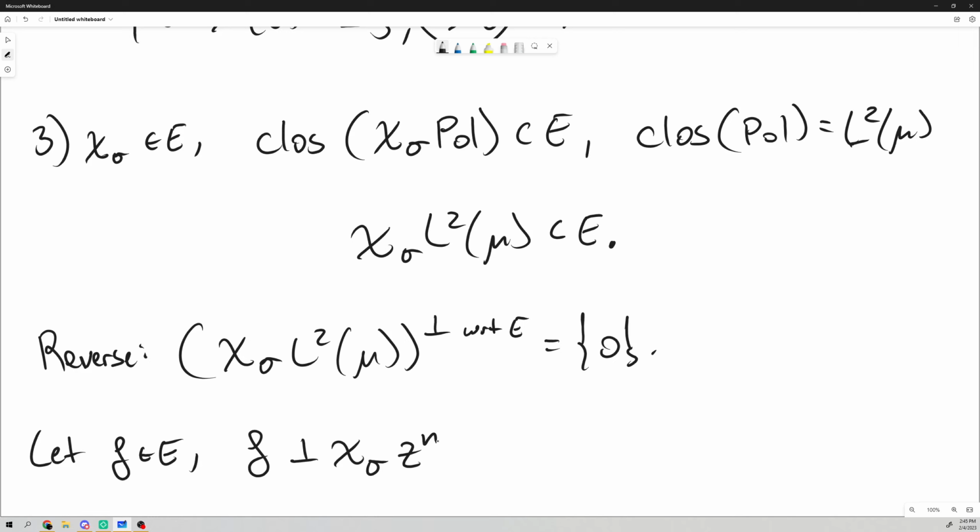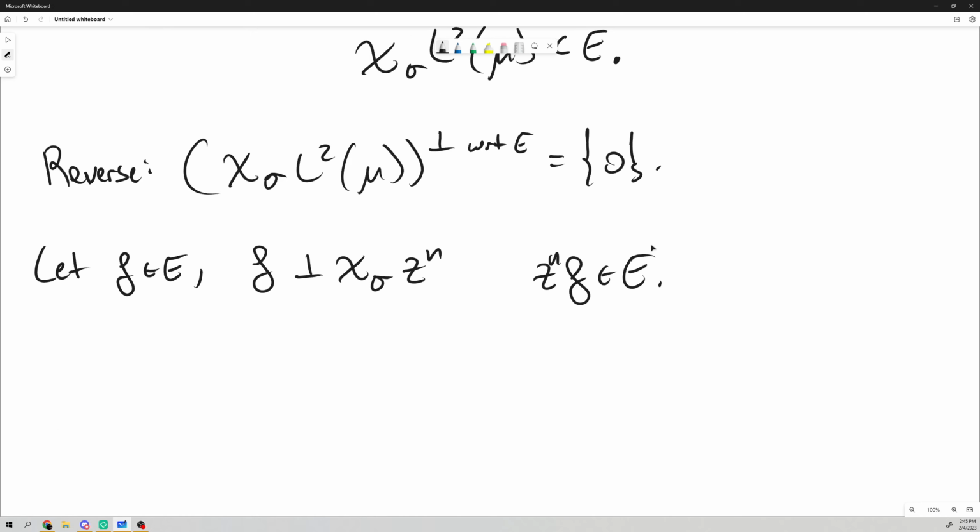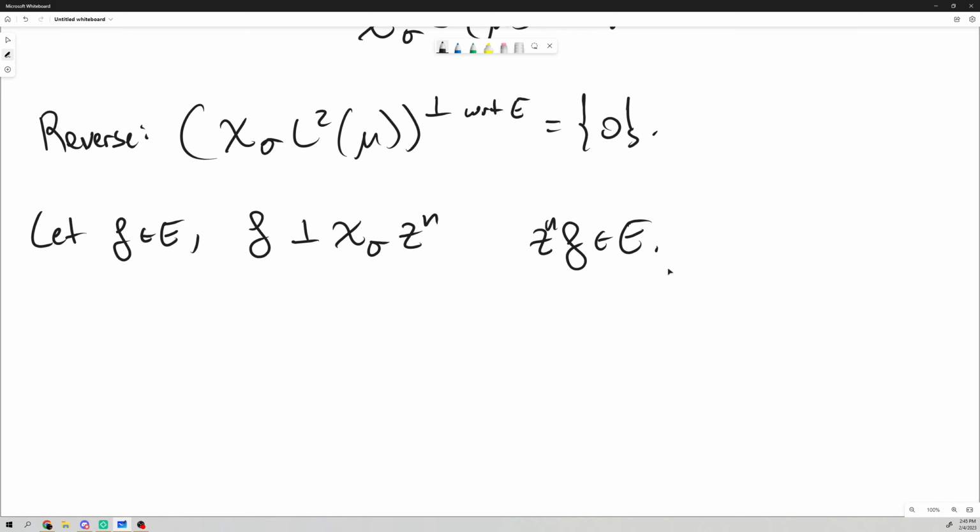Since E is reducing, we also get that we know that z^n f is an element of E. Right, we talked about that earlier. And therefore, because z^n f is in E, this is just a fact from earlier, we know that 1 minus chi sigma is orthogonal to z^n f. And that's just by the construction of chi, right? We actually used this property earlier.